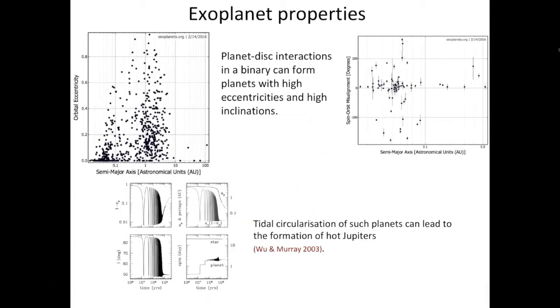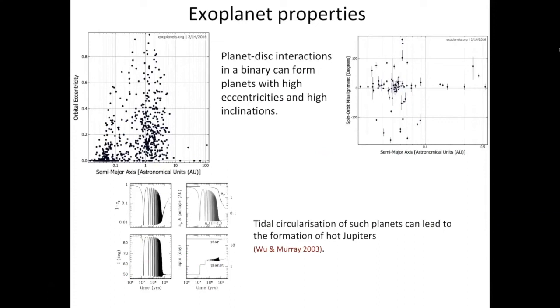So we've seen that planet-disk interactions around one component of a binary can lead to the formation of both highly eccentric planets and also planets that may be highly inclined to the spin axis of their star. Observations of exoplanets show a wide range of eccentricity, as shown on the left, and also spin-orbit misalignments, as shown on the right. And neither of these are really seen in the solar system. So the effect of binaries can certainly help us to explain some of these properties.